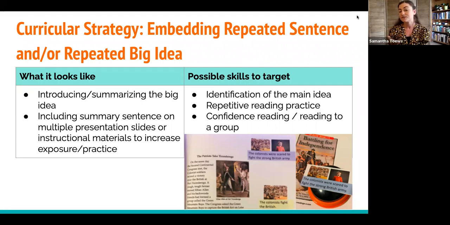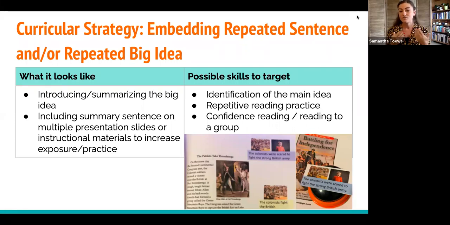And so possible skills to target with this is identification of the main idea. So because students are getting extra experience and practice hearing that sentence or reading it themselves, that's more opportunities to learn that and commit that main idea to memory. Again, another skill to target is repetitive reading practice. So once the student has seen this sentence a few times, heard it read aloud, maybe they're going to be reading it aloud.